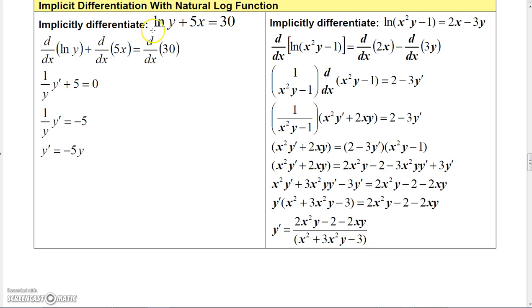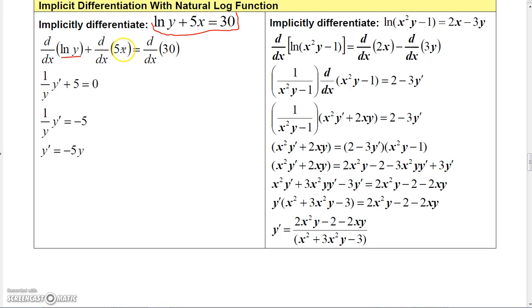Now you can also implicitly differentiate log expressions. Like here I have the natural log of y plus 5x equals 30. Well, the natural log of y, if I want to take the derivative of that with respect to x, remember, y is a function of x, so I have to apply the chain rule. So the derivative of natural log of u is 1 over u times u prime, so the derivative of natural log of y would be the same thing, 1 over y times y prime.